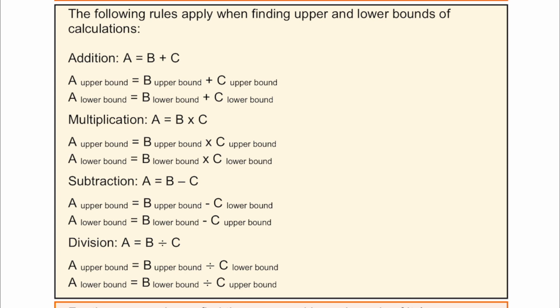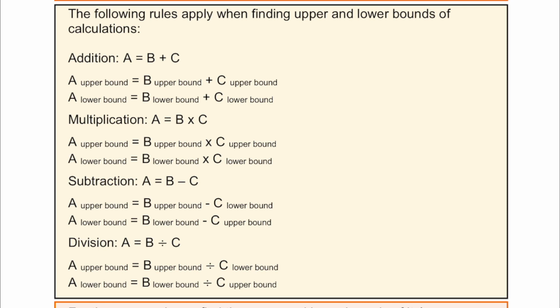If you want the answer to be as big as possible, you need big numbers. If you want the answer to be as small as possible, you want small numbers. Multiplication works in a similar way. If you want your final answer to be as big as possible and you're multiplying things together, you need to be using big numbers. If you're multiplying big numbers, you'll get a big answer, but if you're multiplying small numbers, you'll get a small answer. So for the lower bound, we want to be using as small numbers as possible. Addition and multiplication are the more straightforward ones.